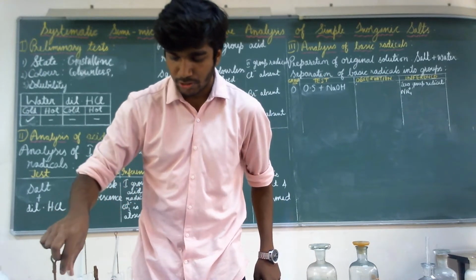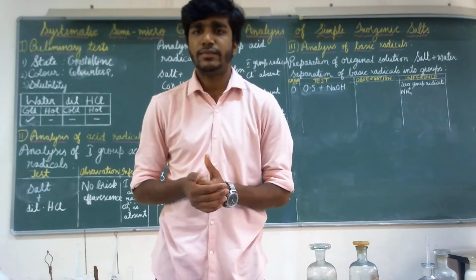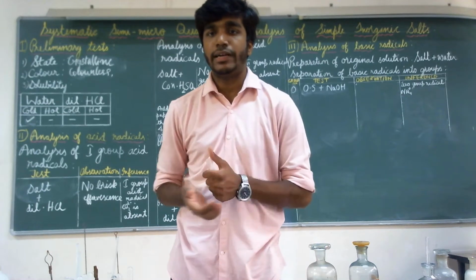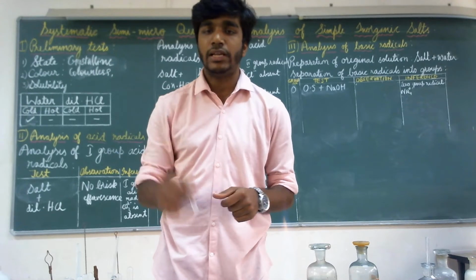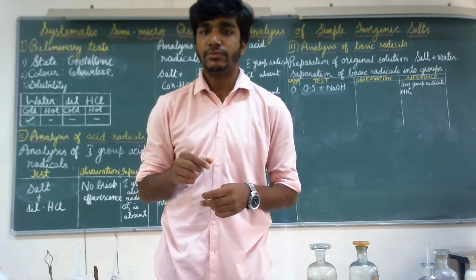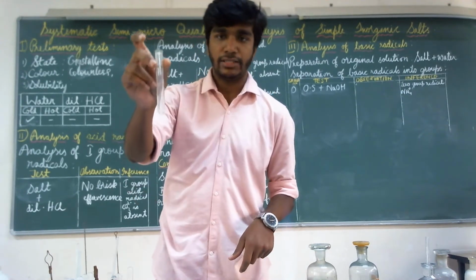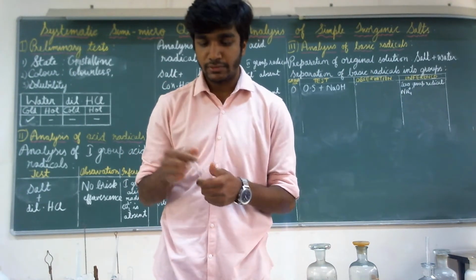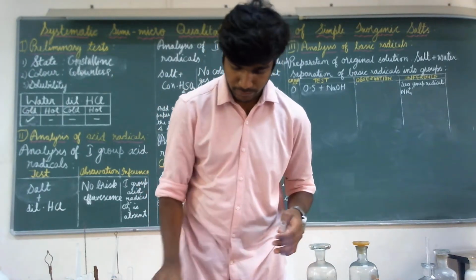Now we'll be moving on to the second group acid radical. Again, the test is very simple. We'll just be adding concentrated sulfuric acid to a small quantity of the salt in a test tube. This is a dry test tube. Remember, for the second group acid radicals we are dealing with concentrated sulfuric acid, a very strong acid, so we have to use a dry test tube, or else it will react with water and the reaction will be vigorous. To this dry test tube I'll add a small quantity of the salt.